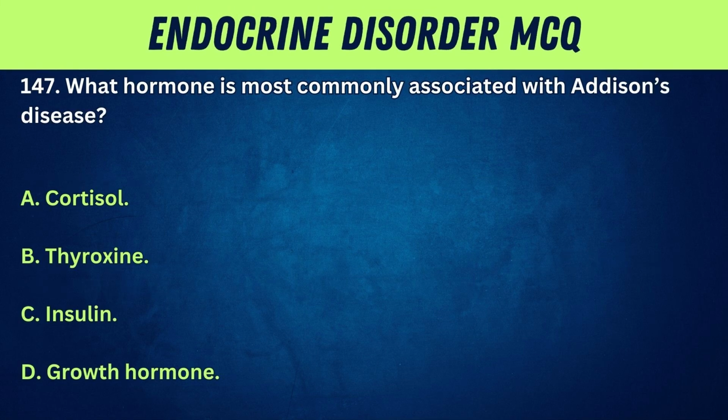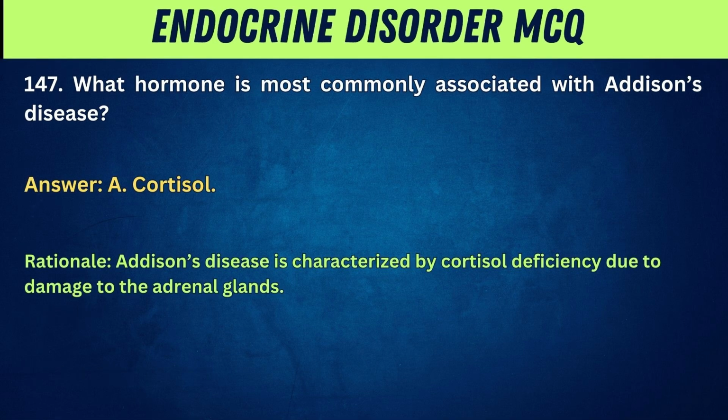147. What hormone is most commonly associated with Addison's disease? A. Cortisol. B. Thyroxine. C. Insulin. D. Growth hormone. Answer: A. Cortisol. Rationale: Addison's disease is characterized by cortisol deficiency due to damage to the adrenal glands.